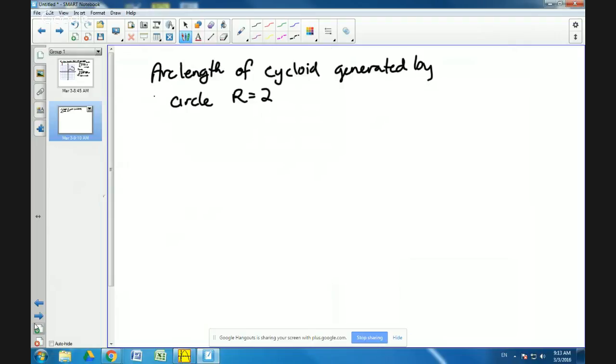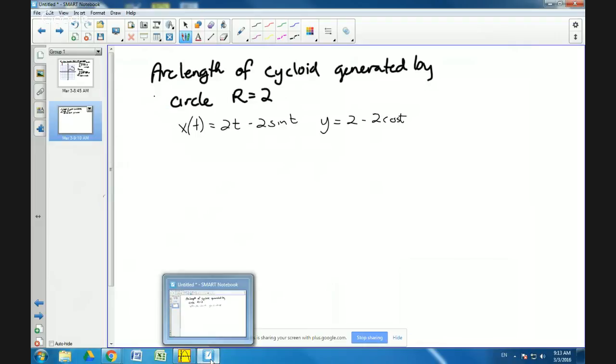Do you remember how to make these equations, first of all? What was the x? Radius t minus radius sine t. And the y was? Radius minus radius cosine t. Those are in your book, but it's good to practice coming up with those on your own. So this is a cycloid that I just showed you on the plot.